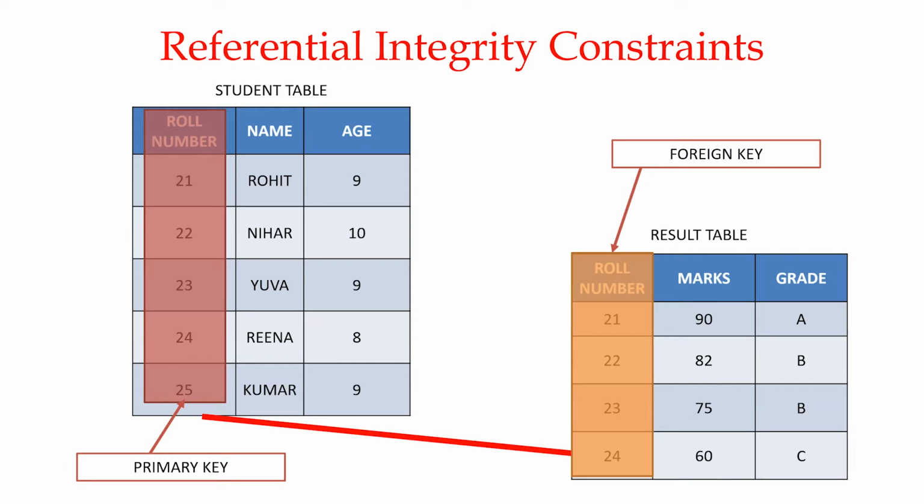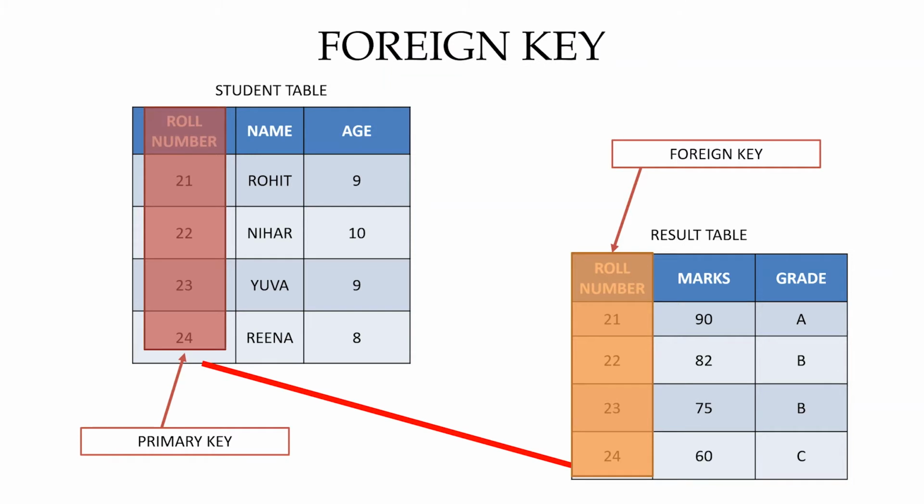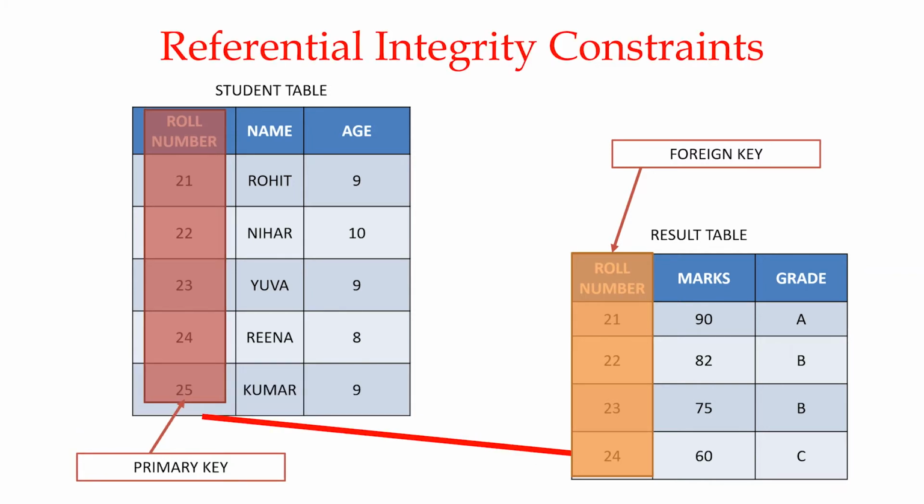The next concept is the referential integrity constraint. Whenever we are working with the foreign key concept, there will be some constraints imposed on the foreign key in order to prevent the entry of wrong information, because for each entry of the primary key, there should be an equivalent value in the foreign key.